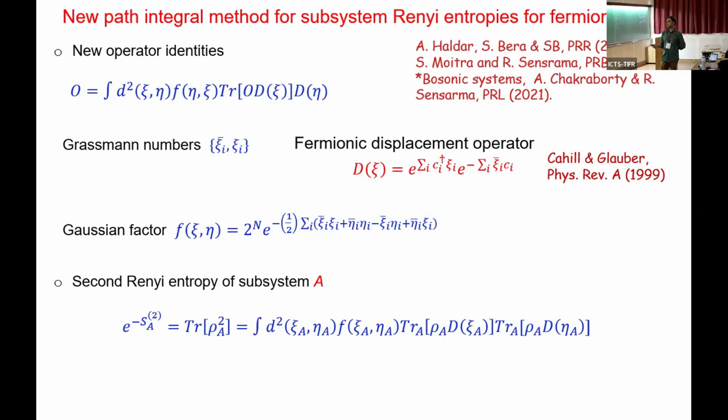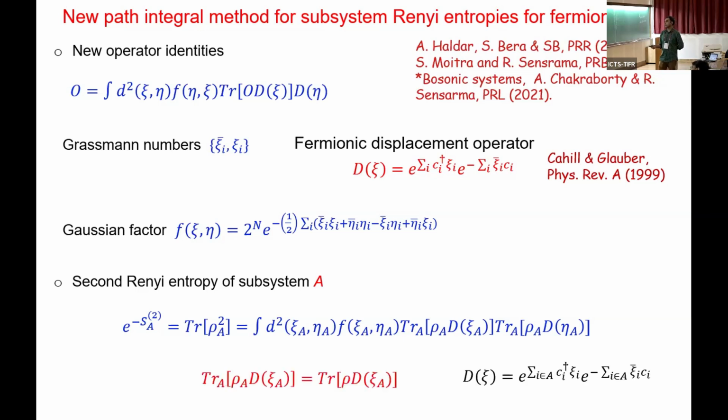I'm just using this. So what do you really gain from here? The thing that you gain is this. I still have these traces here, and this rho A is trace over B of rho. That trace is still there. But you see that this displacement operator that appears here is only acting on the A subsystem. So this trace over B, you can actually take it out. You can write this object as a total trace, where essentially you are calculating the expectation value of the displacement operator in the A subsystem.